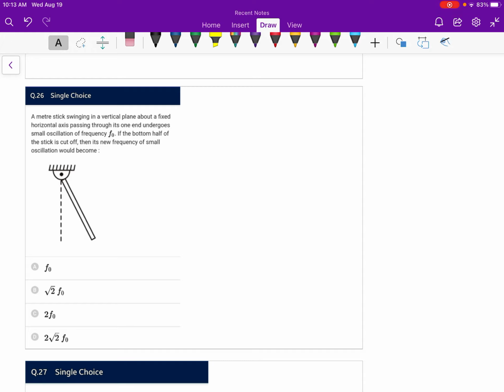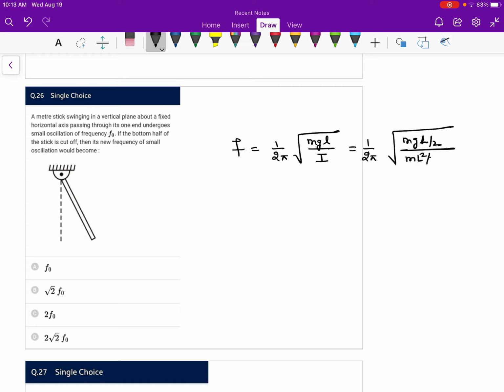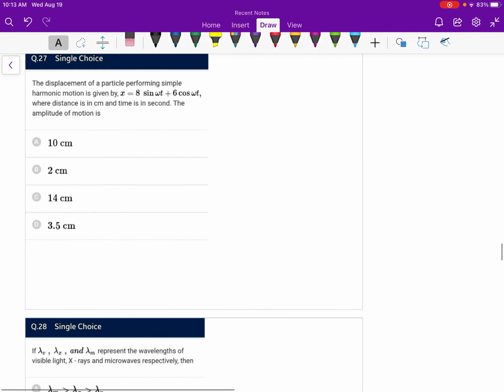The frequency of small oscillations. So the frequency of a physical pendulum is 1 by 2 pi under root mgl by I. In this case, 1 by 2 pi under root mgl by I, where l is L by 2 and the moment of inertia is mL square by 3. So this is proportional to 1 upon root L. So the length becomes half, so the frequency becomes root 2 times, so root 2 times f0. B is the correct option.